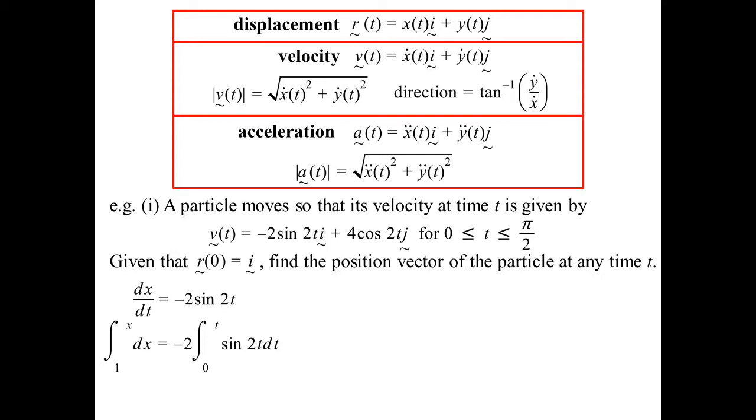I'm using a definite integral here, and so the initial conditions was that when t equals 0, x was 1. So if I integrate both of those, well, dx goes to x, minus 2 sine 2t is just cos 2t. Sub in, I get x minus 1 is cos 2t minus 1. So I know in the horizontal direction, we have cos 2t.